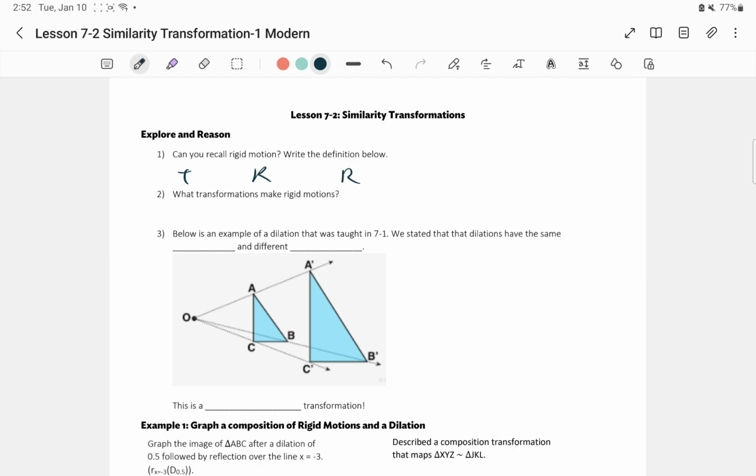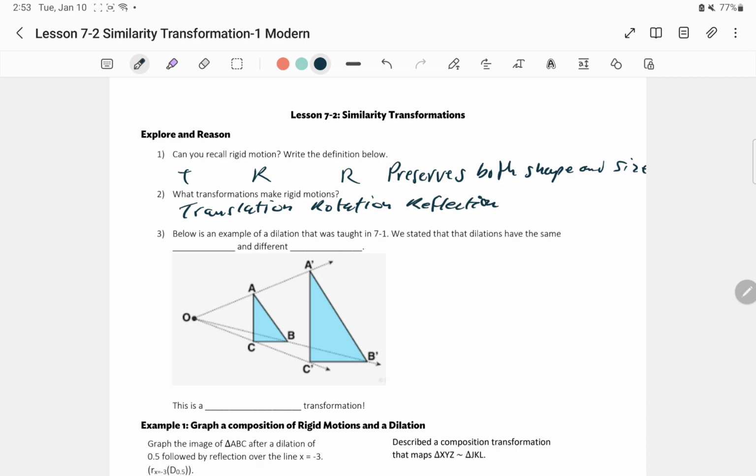All right, hopefully you got one or two of those, or maybe all three. We also want to know what the definition is for a rigid motion. Hopefully we recall that a rigid motion preserves both shape and size. In number two, now we want to know what were those transformations that make rigid motions. The T stood for translation. One of the R's stood for rotation, and the other R stands for reflection.